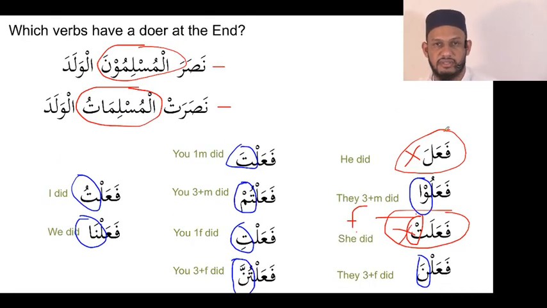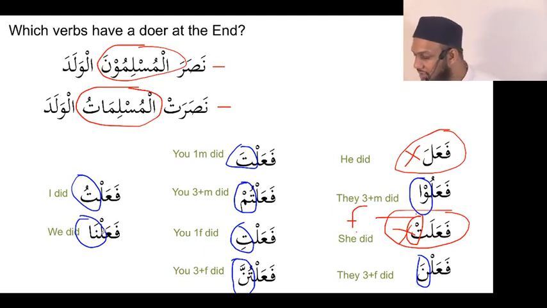If I look at the past tense scale, fa'ala, fa'alu, fa'alat, fa'alna, fa'alta, fa'altum, fa'alti, fa'altunna, fa'altu, fa'alna, I'm focusing on where the fa'il, the doer, is. Are you with me? Can you see all the ones in blue? Fa'alu, fa'alna, fa'alta, fa'altum, fa'alti, fa'altunna, fa'altu, fa'alna, that fa'il is attached to the verb, it's at the end of the verb.